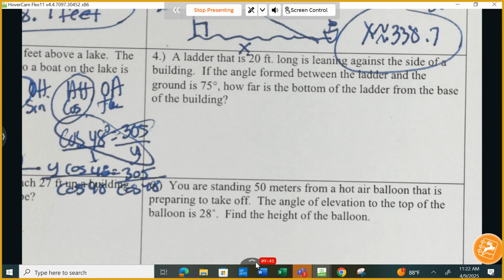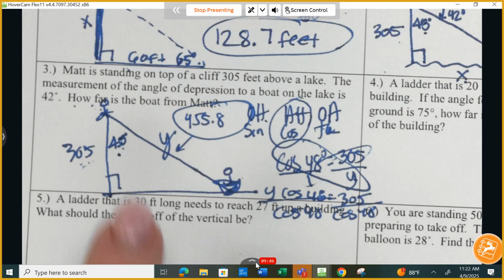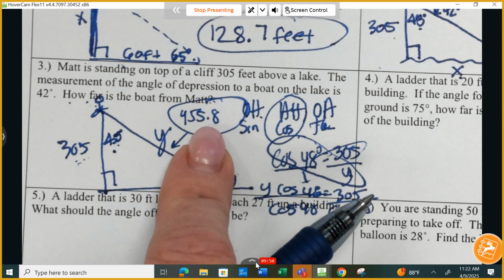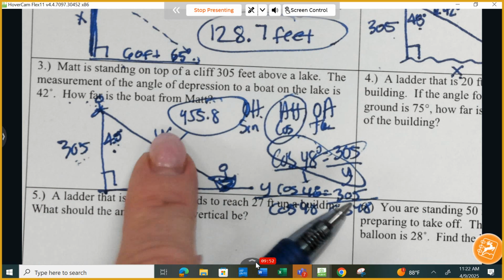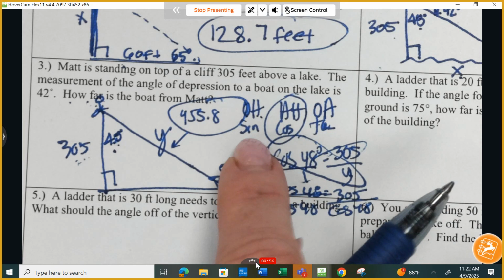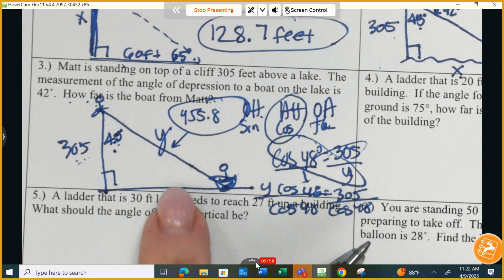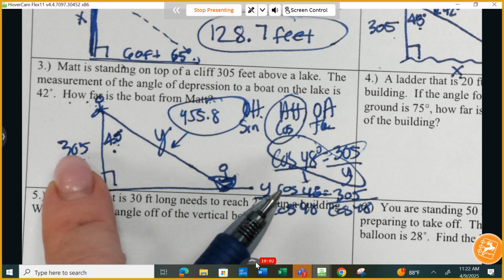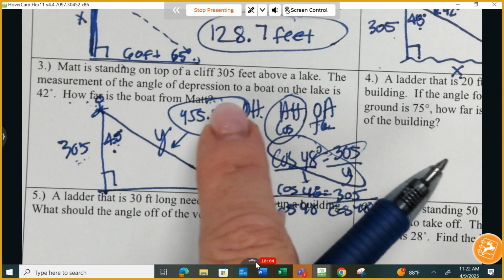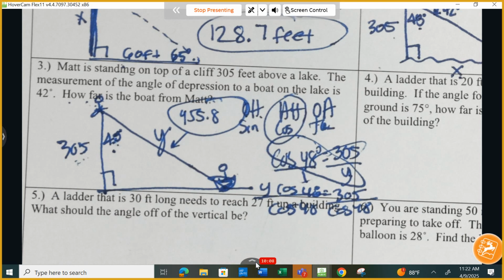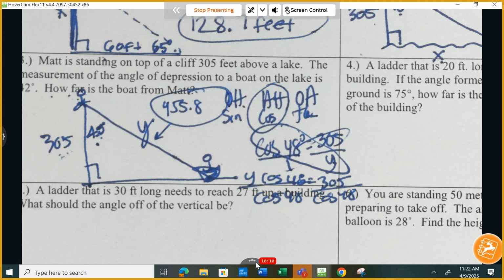How did we know cosine? Okay, so I'm going to look at the given information. I have this side, and I want to know this side. And so once I know what I have and what I try to have, then I analyze each of the trig functions. I'm like, okay, sine is opposite. I don't care about the opposite in this particular problem. I care about the adjacent. This is the adjacent side. So I want to know which trig function uses adjacent and hypotenuse, and that would be cosine. Does that make sense?